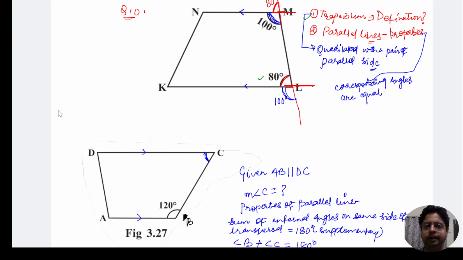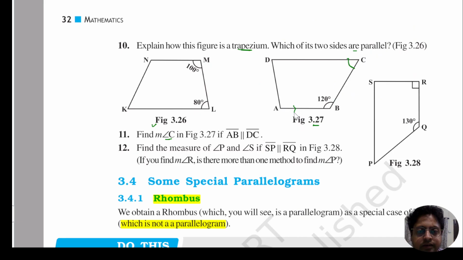Find measure of angle C in figure 3.27. If AB is parallel to DC, so figure 3.27, we have to find measure of angle C. Measure of angle C, we have to find this angle. And already it is given that AB is parallel to DC. So these two lines are parallel.